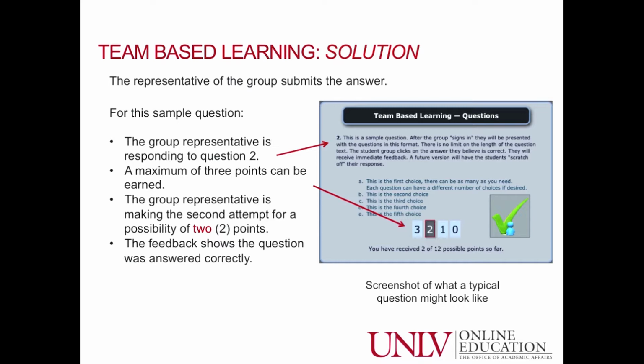So they get immediate feedback, and once again, if they got it incorrect on this attempt, they would go back into the discussion board, come up with what their next choice would be, and on the next attempt it would be 1 point. But in this case here, they got it correct. So they are moving on to question number 3.